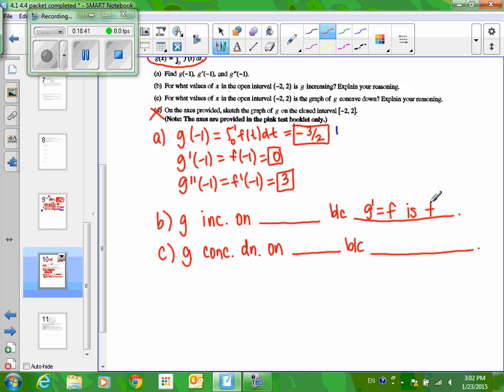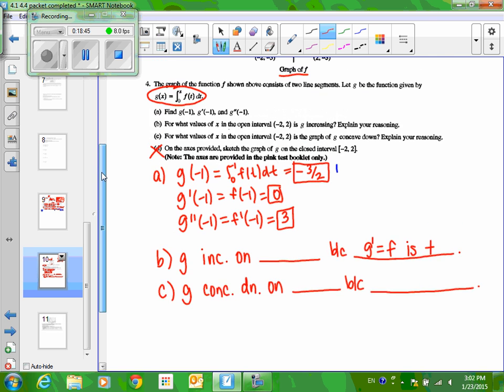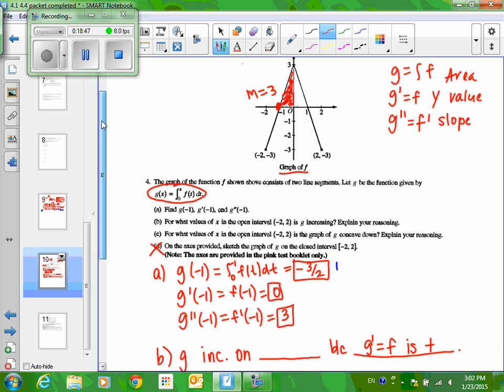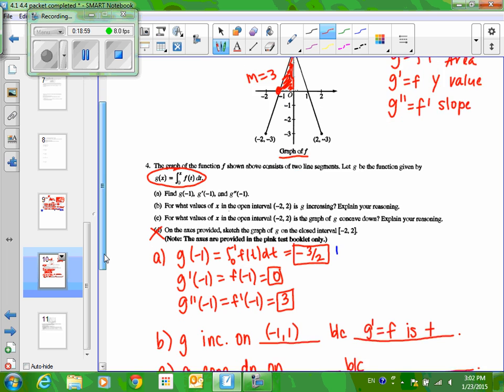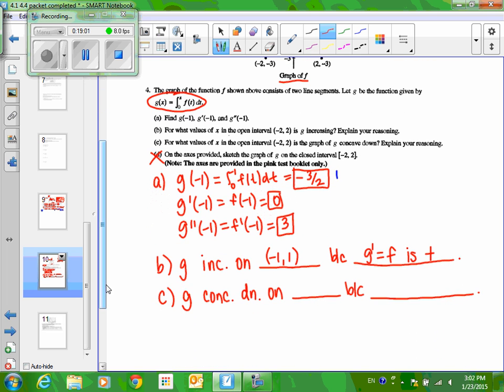Positive. So again, this is one of those concepts we talked about last semester. And again, this is looking at the legend, this should be where the y values are positive. So what's the interval? -1 to 1. If you wrote brackets there, that would be okay. You wouldn't get counted wrong.